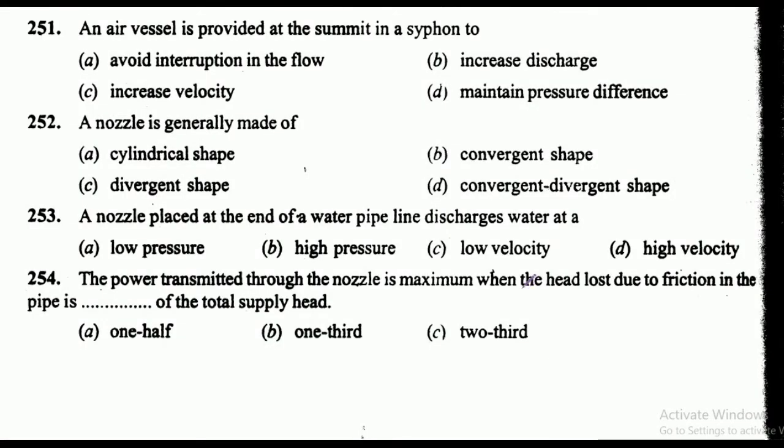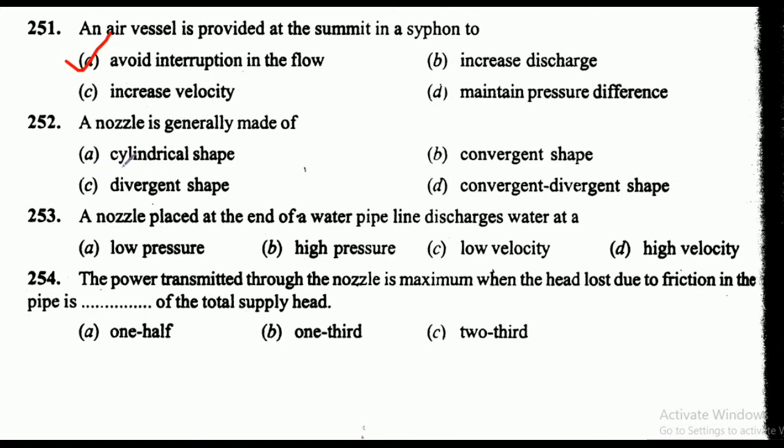Friends, this is question number 251. An air vessel is provided at the summit in a siphon to. Options: A, avoid interruption in the flow. Option B is increase discharge. Option C is increase velocity. Option D is maintain pressure difference. So here friends, the correct answer is option A, that is avoid interruption in the flow.